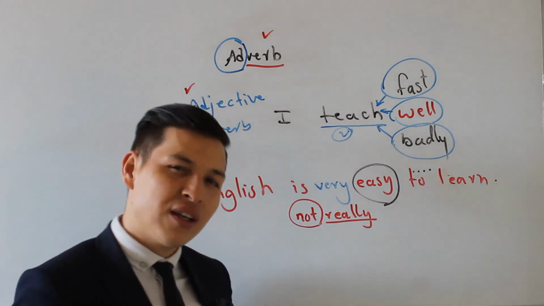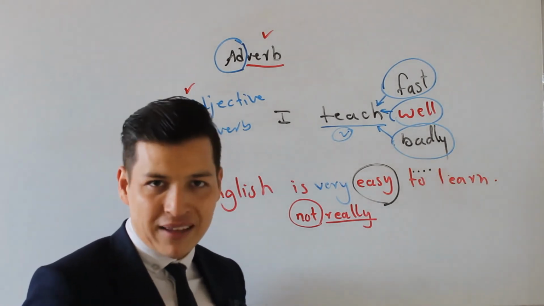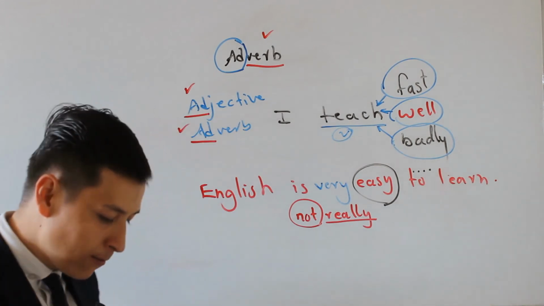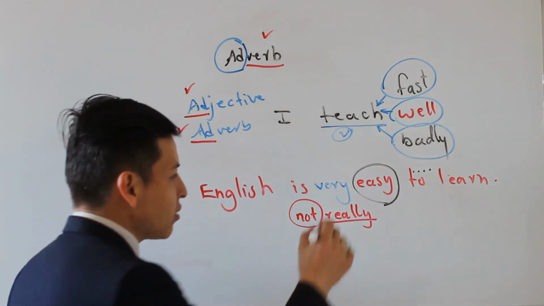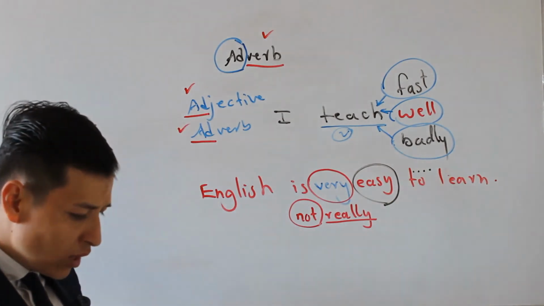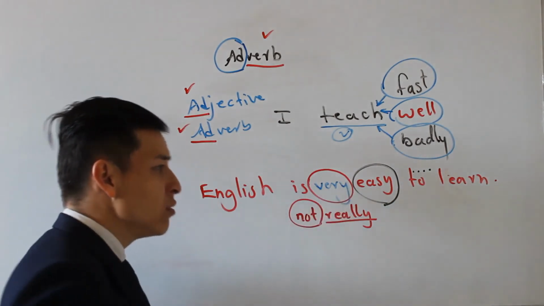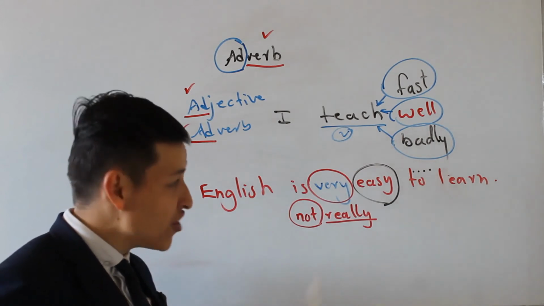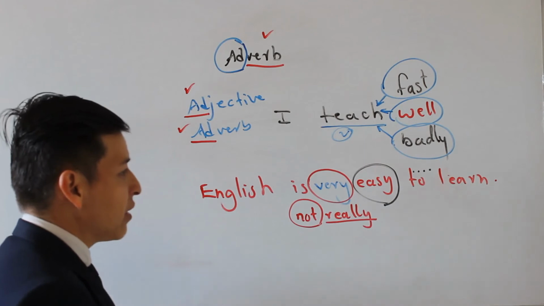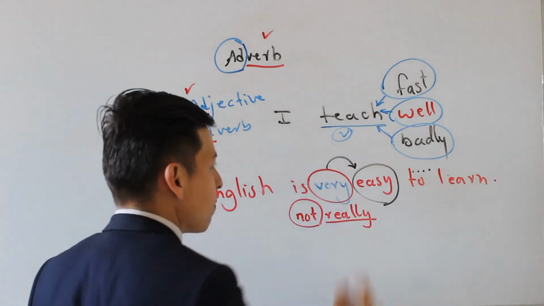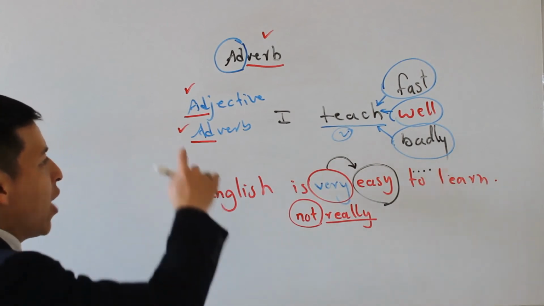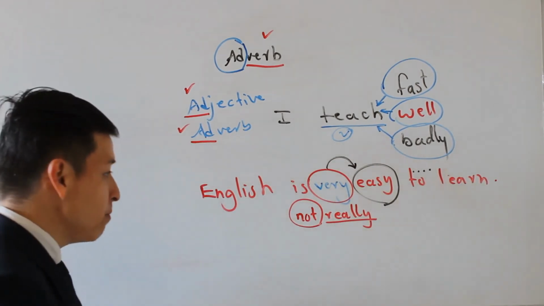But this is not true. English is easy to learn. Depends who teaches you and how you practice that. It's very important. So you have noticed that the word very has given some more information about the adjective easy. And this easy is exactly the adjective, and an adverb described the adjective. Another example that I want to provide is how an adverb modifies another adverb.